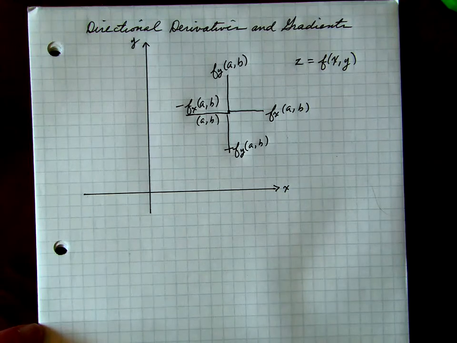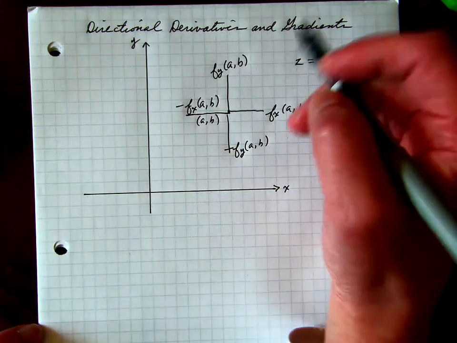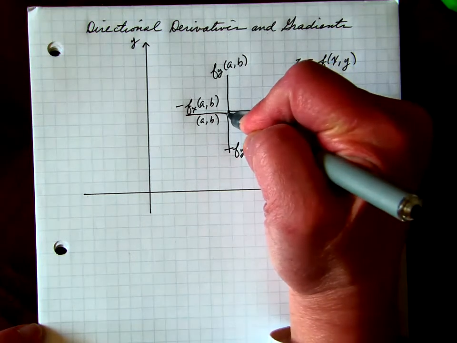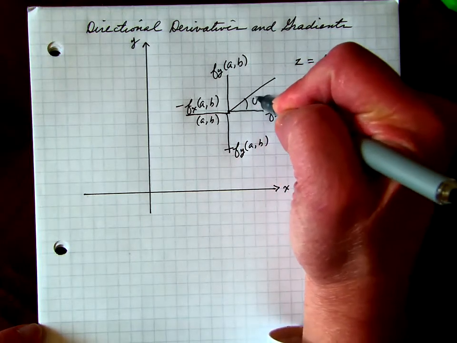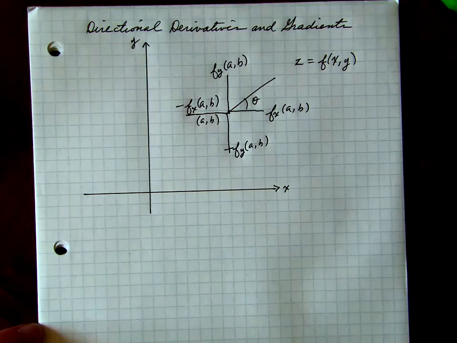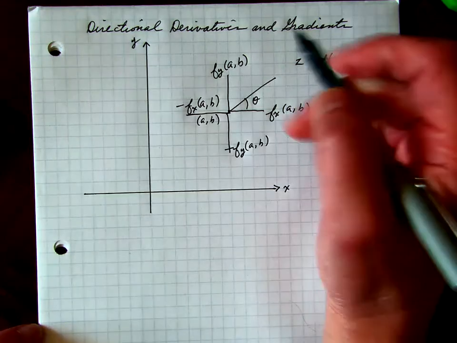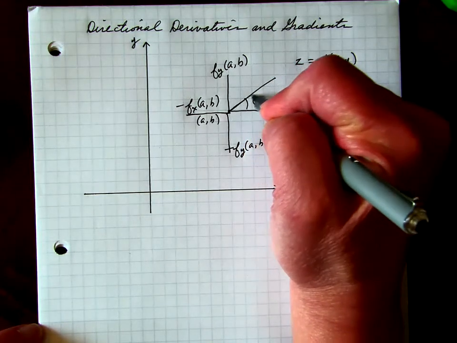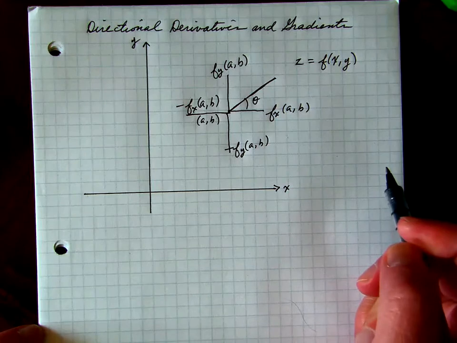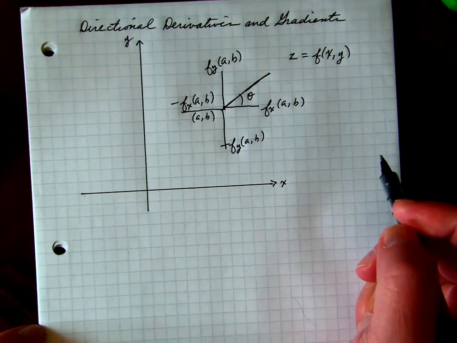Now comes the big question. How do we find all of the other derivatives in all of the other directions? Well, pick a direction. Let's just pick theta, where it's measured in the usual counterclockwise way with respect to the x direction. Sure, it would be nice to find the slope in this direction. It's called the directional derivative.